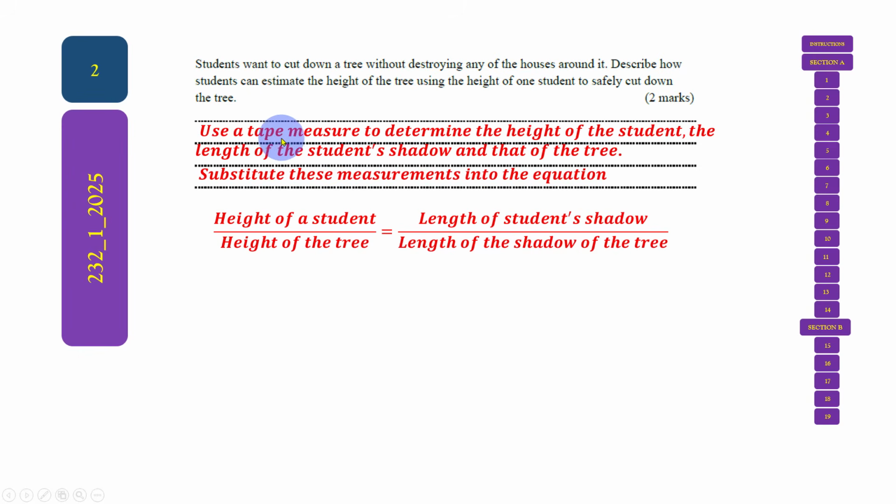So the student can use a tape measure to determine the height of the student and the length of the student's shadow and that of the tree. These are the three measurements that the students can take: the height of the student, the length of his or her shadow, and then the length of the shadow of the tree, and then substitute those values into this equation and they will have comfortably estimated the height of the tree. Let's go to question 3.